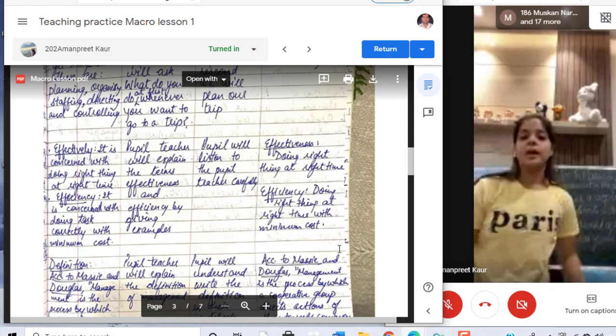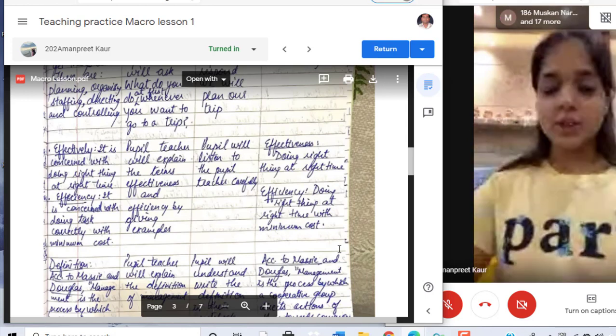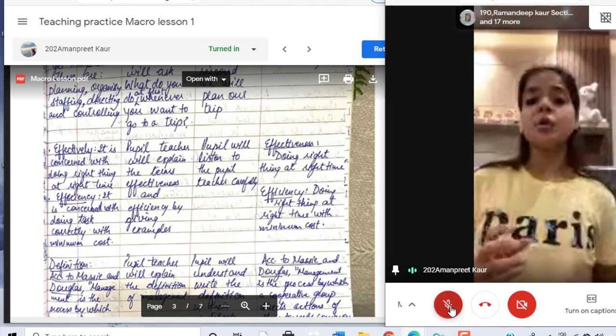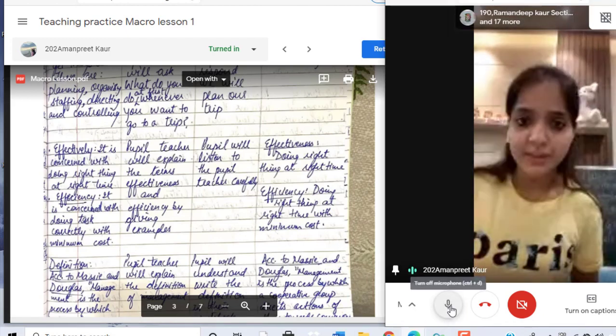In any organization, there is a common goal, right? There is a common goal. Either they have a goal of sales maximization, or profit maximization.